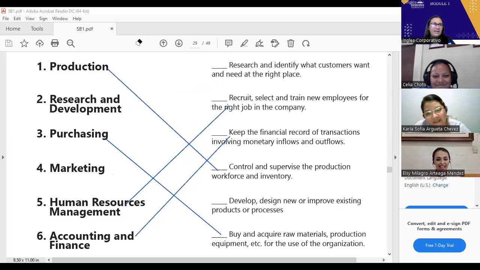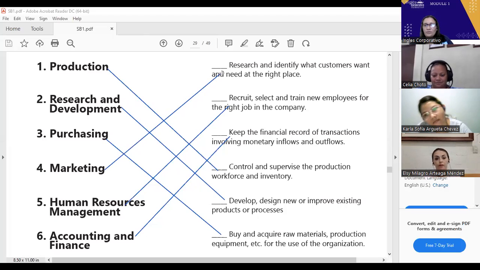Pero digamos que le damos vueltas. So, research and development sería develop, desarrolla, design new, or improve existing products. Algunos productos que ya están en existencia, pero los mejora. Y marketing, investiga, identifica las necesidades del customer. Ok, ahí está.